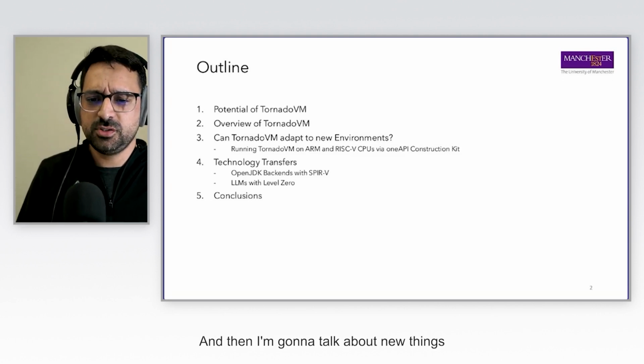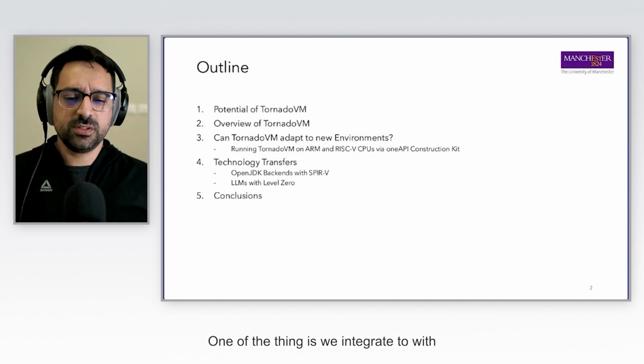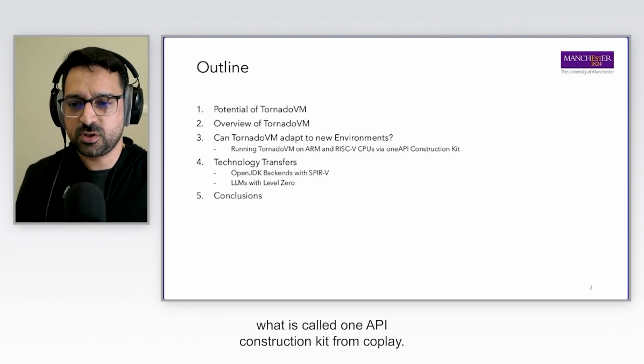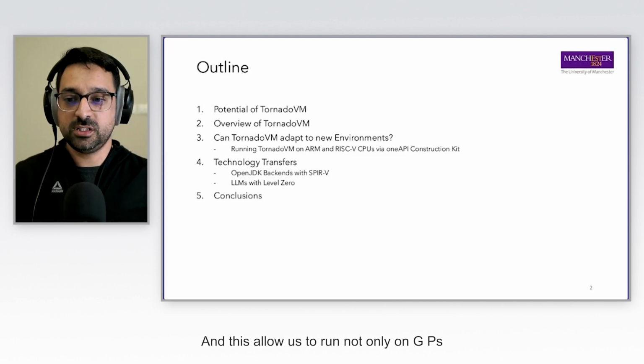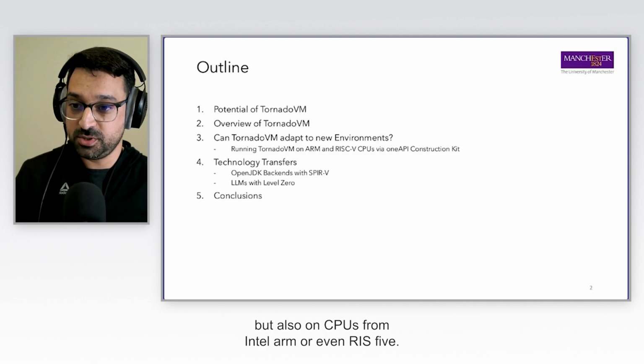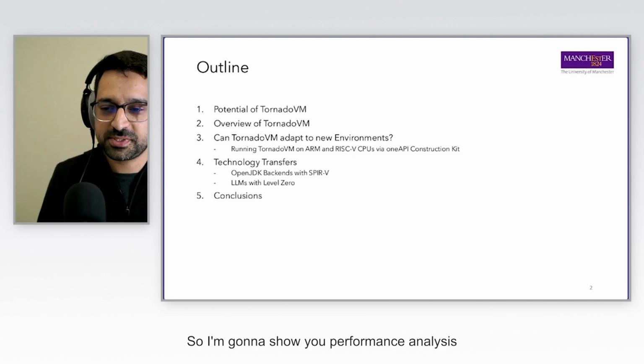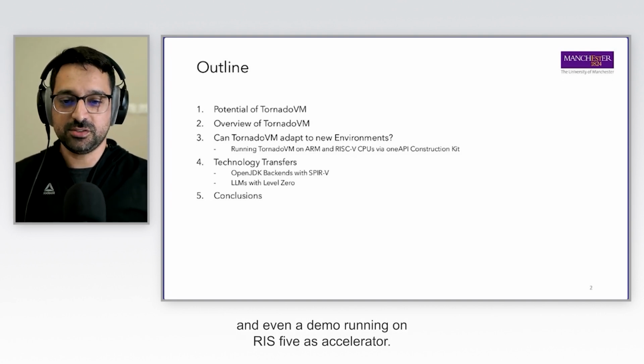And then I'm going to talk about new things that we have been doing lately. One of the things is that we integrated Tornado with what is called the oneAPI Construction Kit from Codeplay, and this allows us to run not only on GPUs, but also on CPUs from Intel, ARM, or even RISC-V. So I'm going to show you performance analysis and even a demo running on a RISC-V accelerator.